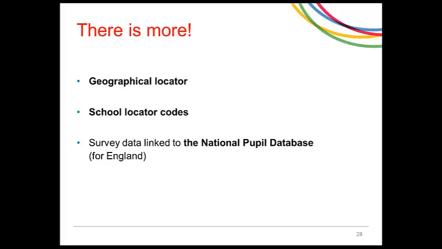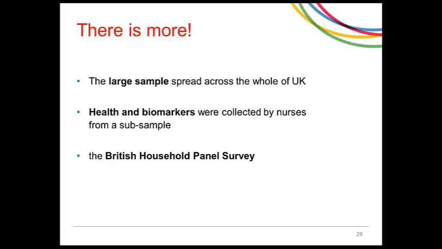Finally, we have also linked our survey data for England to the National Pupil Database for England, but only for those who gave us consent to do so. Due to the large sample size spread across the UK, you can do regional level analysis, as well as analysis of minority populations such as just single parents or people with disability. This is also a rich source of data for health and biomarkers. These were collected by nurses from a subsample after waves 2 and 3 for different subsamples. And you can analyze the socioeconomic correlates of individuals' health markers such as grip strength, lung function test, blood pressure, and lots more.